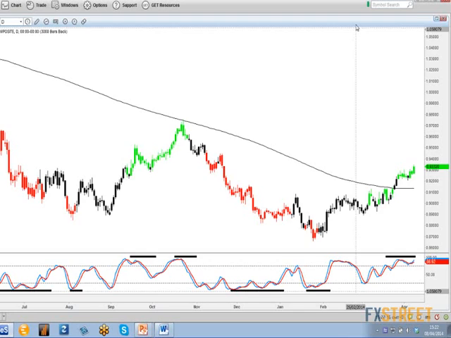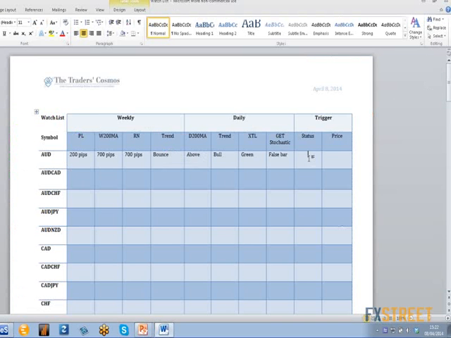So, status. Now I tend to have a traffic light system in my status. Green, it's good to go. Amber, standing aside for something specific to happen. And red, just not tradable.